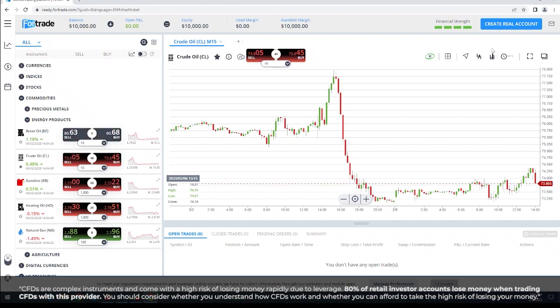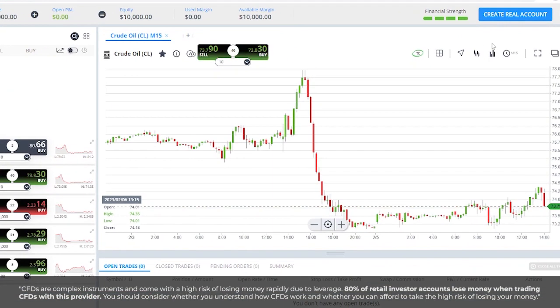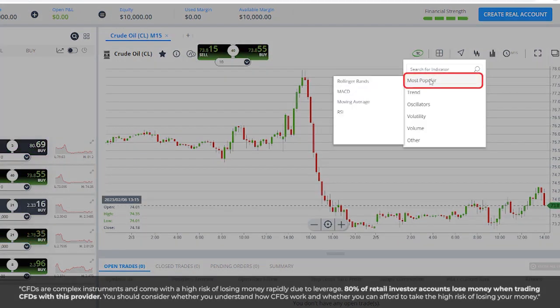Select the Indicators option here and move the mouse over Most Popular, which gives you the opportunity to insert certain indicators to the chart like Bollinger Bands, MACD, RSI, etc.